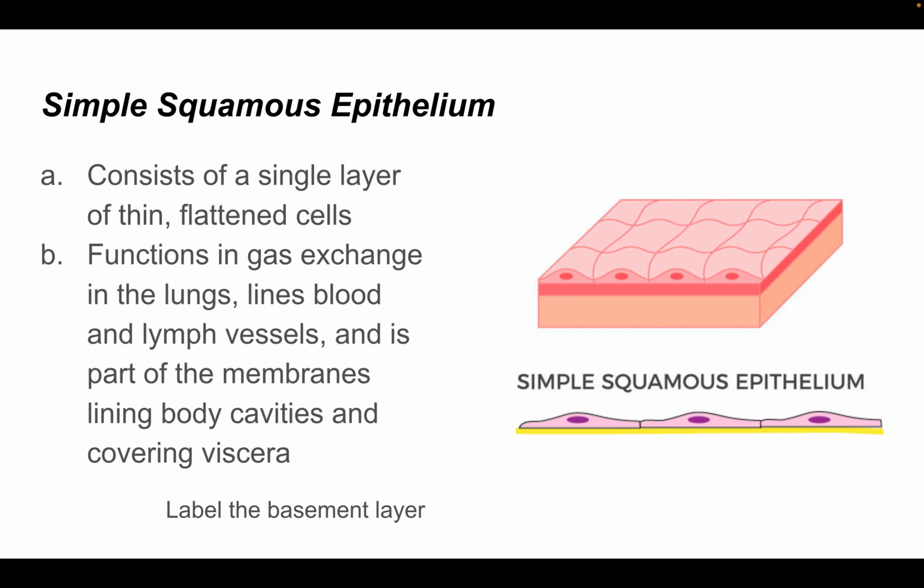So the first type is called squamous epithelial. And so here, simple, one layer, squamous, flattened, okay, and the basement layer would be right here. The basement layer would be this blue line.